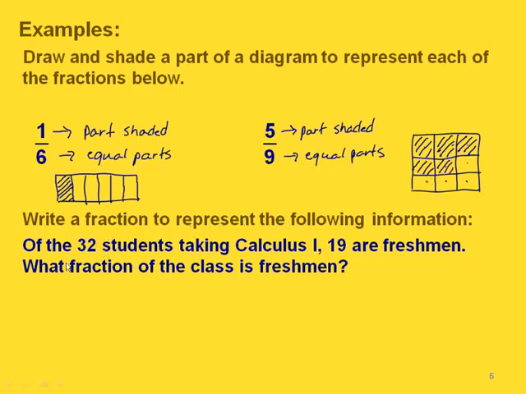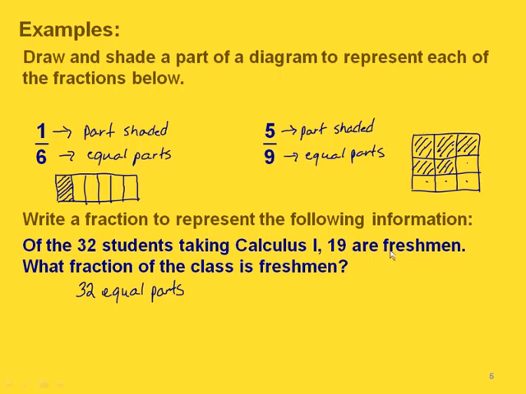Okay, now one last example here. We're going to write a fraction to represent the following information. Of the 32 students taking Calculus 1, 19 are freshmen. Question is, what fraction of the class is freshmen? So we can think of our calculus class as a whole with 32 equal parts, which is the total number of students in the class.